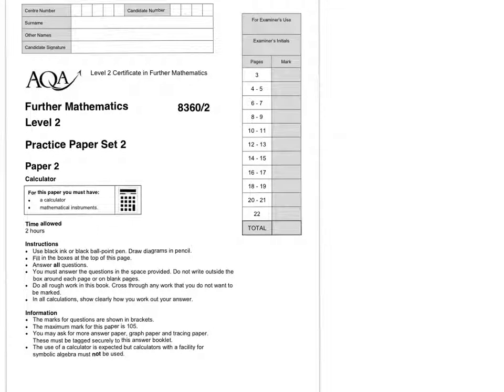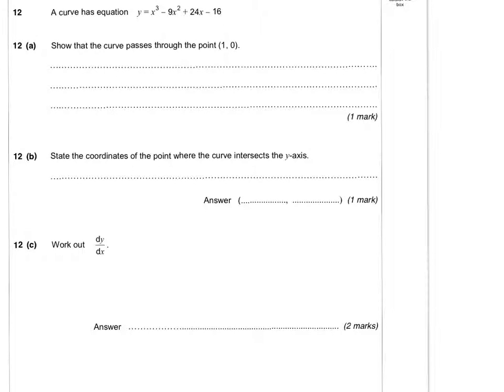Practice paper set 2, calculator paper questions onwards. A curve has the equation y equals x cubed minus 9x squared plus 24x minus 16. Show that the curve passes through the point 1, 0.